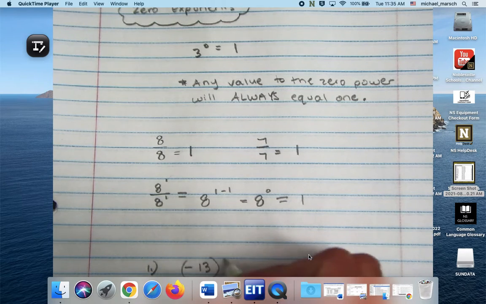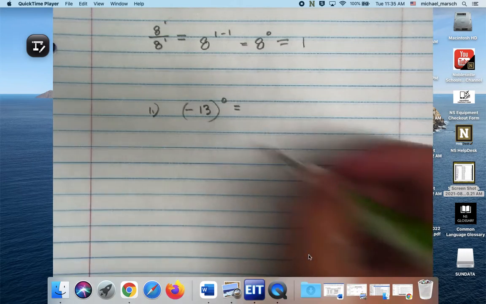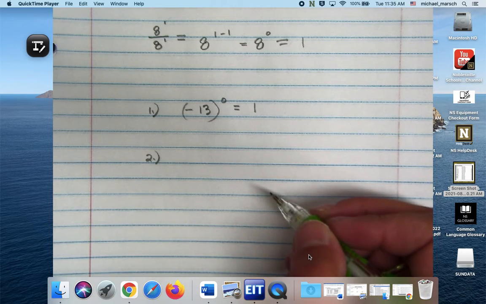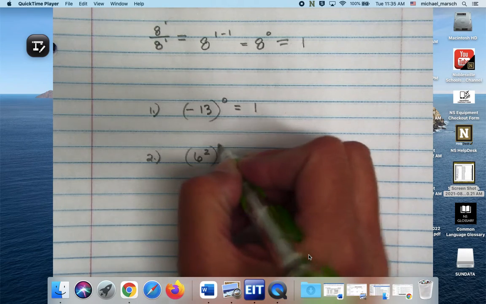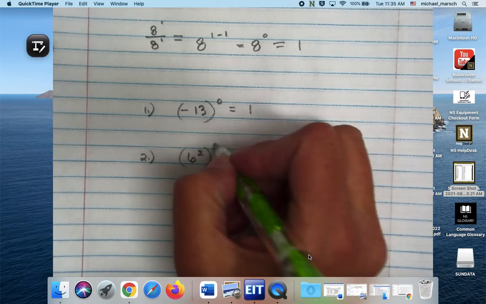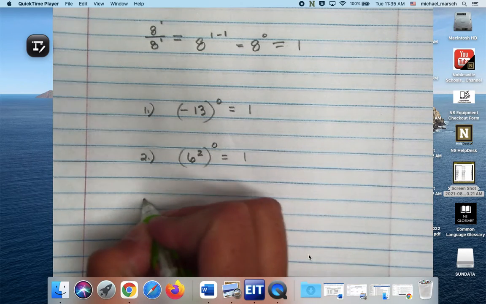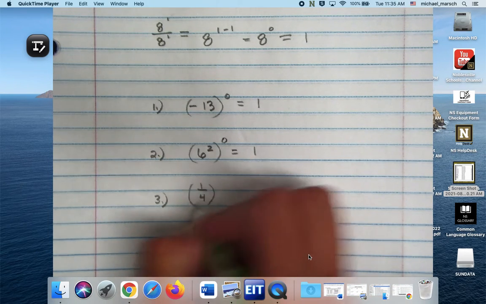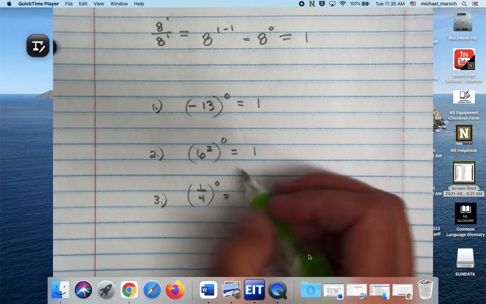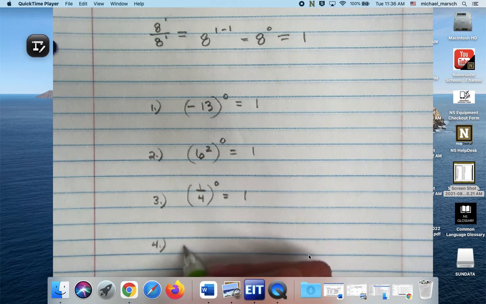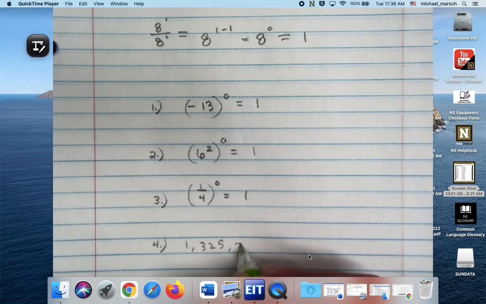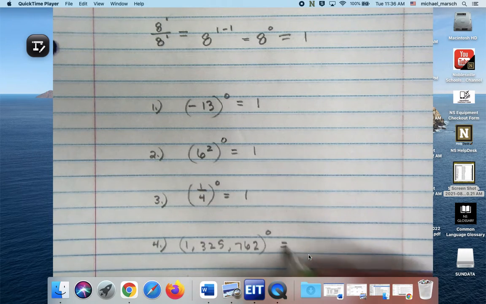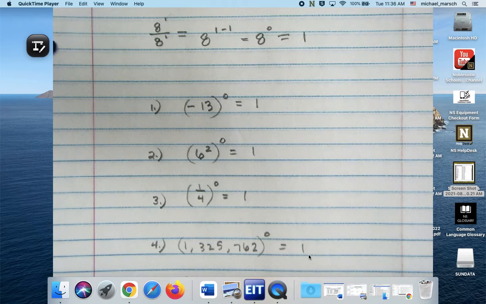Okay, let's do some examples. Negative 13 to the 0 power is going to equal 1. Six squared to the 0 power is going to equal 1. One fourth to the 0 power is going to equal 1. 1,325,762 to the 0 power is going to equal 1. Any questions about 0 exponents in the rule?